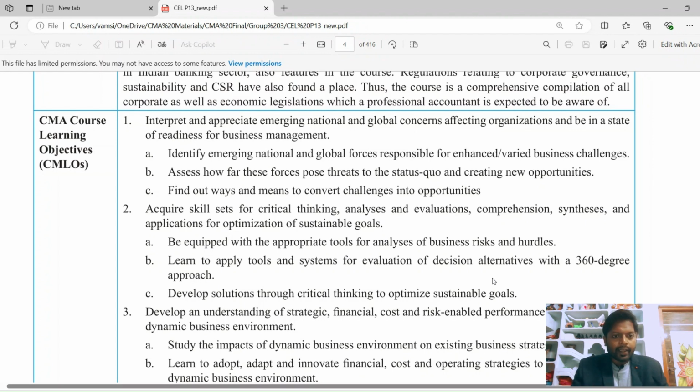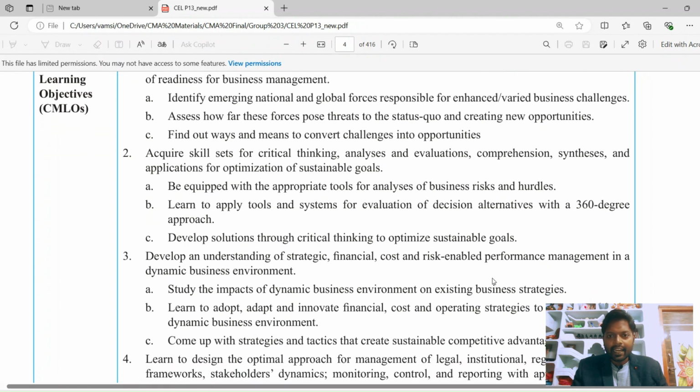Point 2, acquire skill sets for critical thinking, analysis and evaluation, comprehension, synthesis, and application for optimization of sustainable goals. So we should acquire the skills to make critical analysis and also critical thinking. We should build that mindset. Be equipped with the appropriate tools for analysis of business risks and hurdles. Learn to apply tools and systems for evaluation of decision alternatives with a 360-degree approach. Develop solutions through critical thinking to optimize sustainable goals.